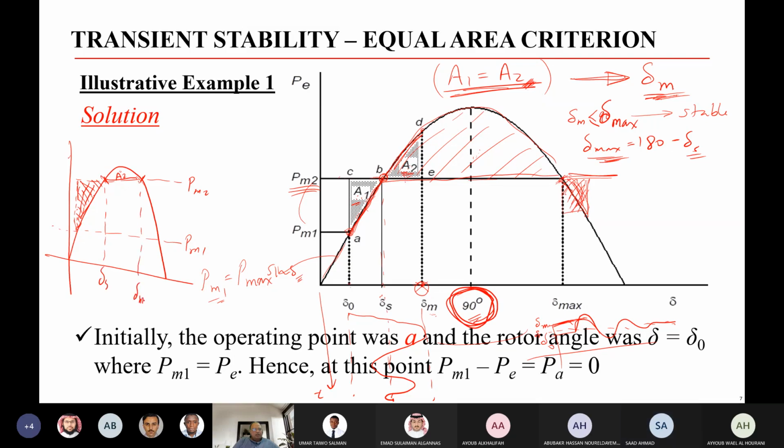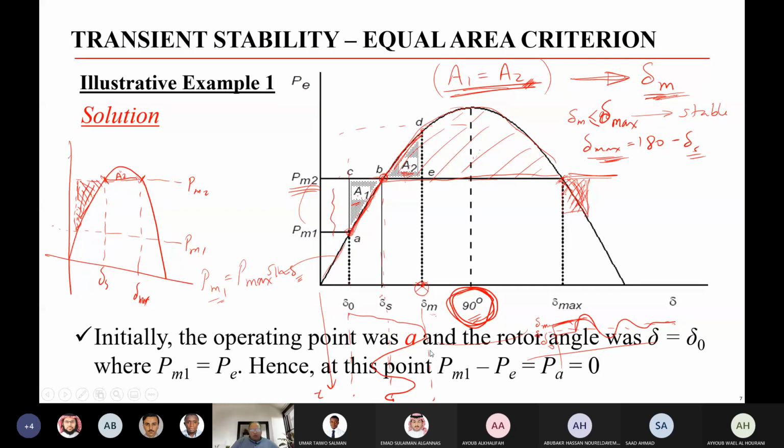In some cases, if this step change is very high, you can have a small deceleration area that couldn't compensate the acceleration area and the system will be unstable. Is it clear? Yes, Doctor. Thank you.